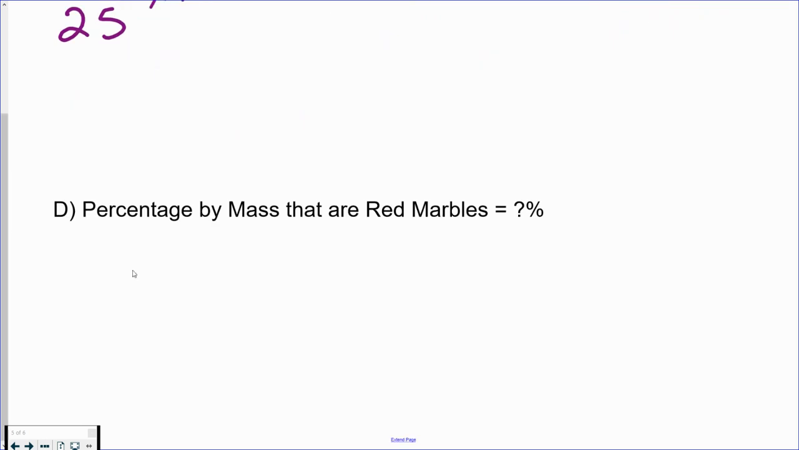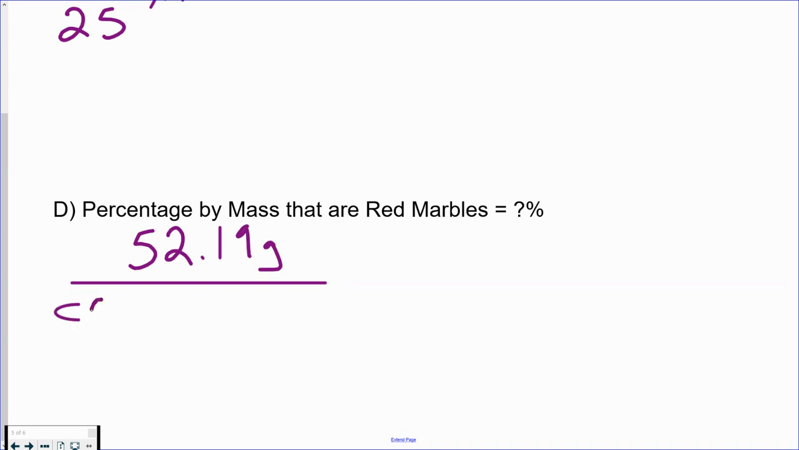Well, if we wanted to calculate the percentage by mass of red marbles, we need the mass of red marbles, which we determined to be 52.19 grams. On the bottom, we need the mass of the marbles together. So you can do this two ways. You can take the mass of the yellow, red, and basket and subtract the basket, or you can put on the bottom 52.19 plus the 86.47 grams, which is the yellow marbles.